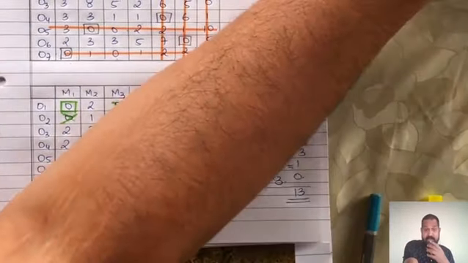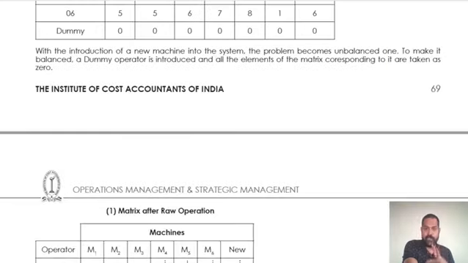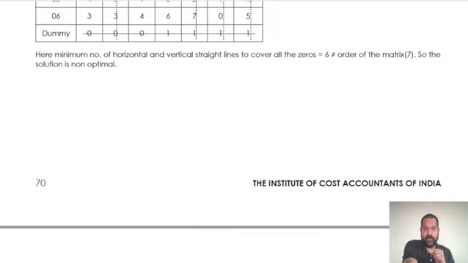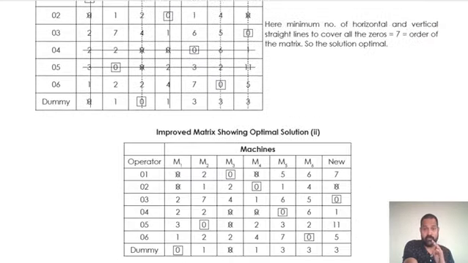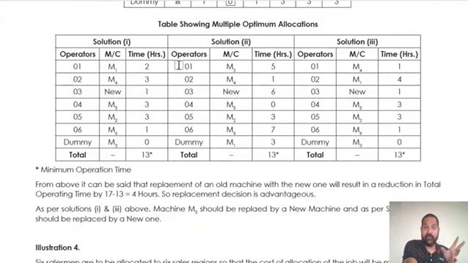Let's see if that is their answer also. So they have set the new machine. Let's see what their answer is. Oh, they've also drawn lines too many times. Yes and yes. So they have found all the optimal solutions. I haven't done that. I've only found one. Here, 13 is the answer, which we also got. So we are correct.